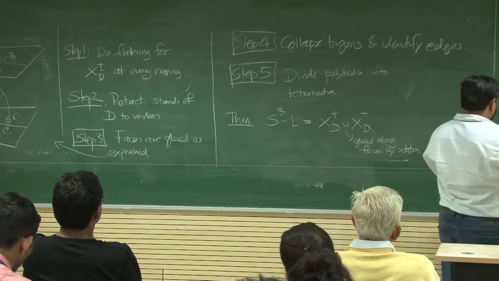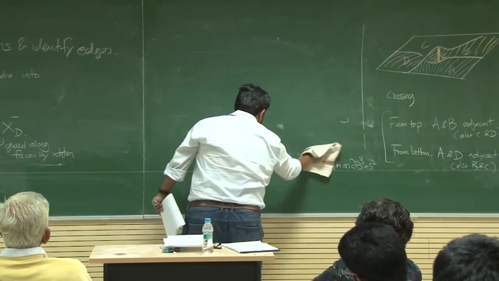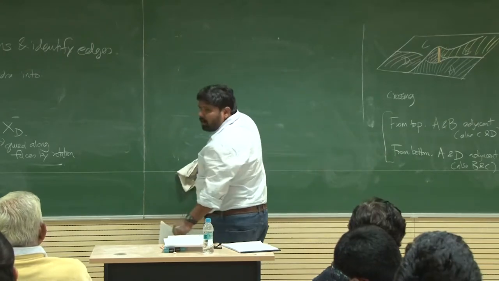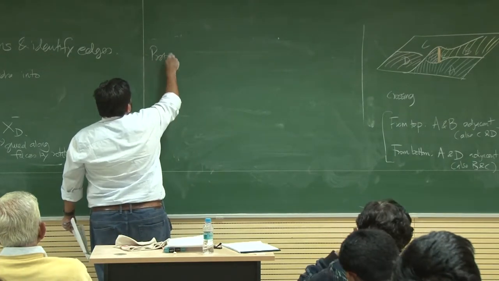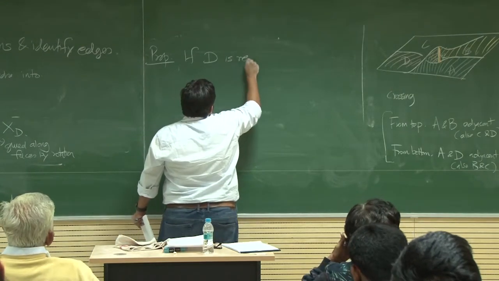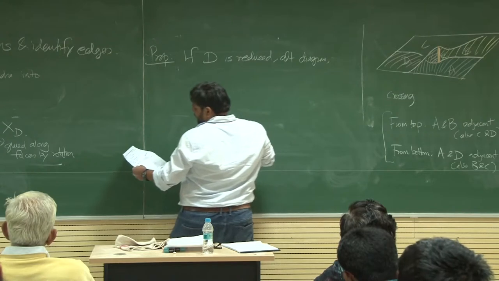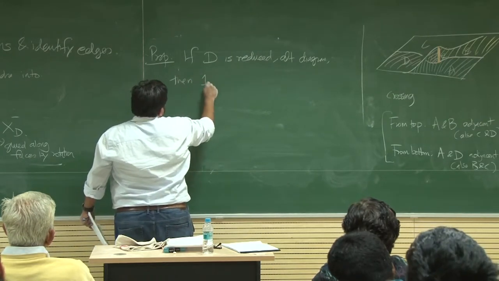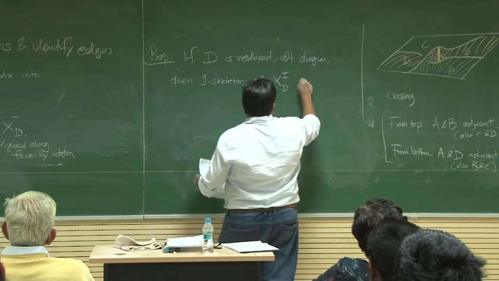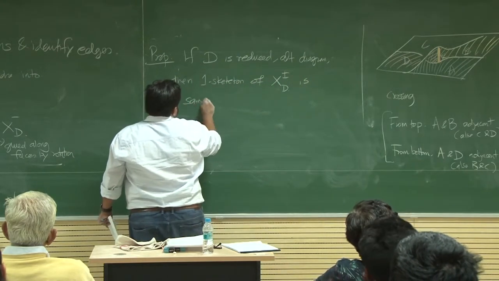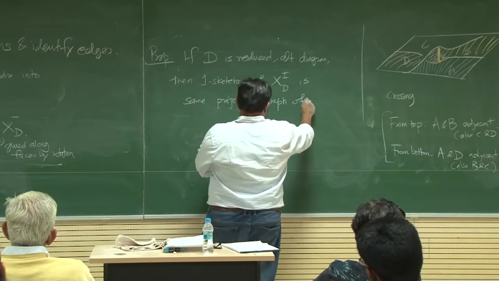There's a very nice proposition here. If your diagram is alternating, then this polyhedron, which is just given by the graph on the boundary of the three ball, is exactly the projection of the link. So the proposition is that if your D is a reduced alternating diagram, then the one skeleton of both X plus or minus D is the same as the projection graph of D.